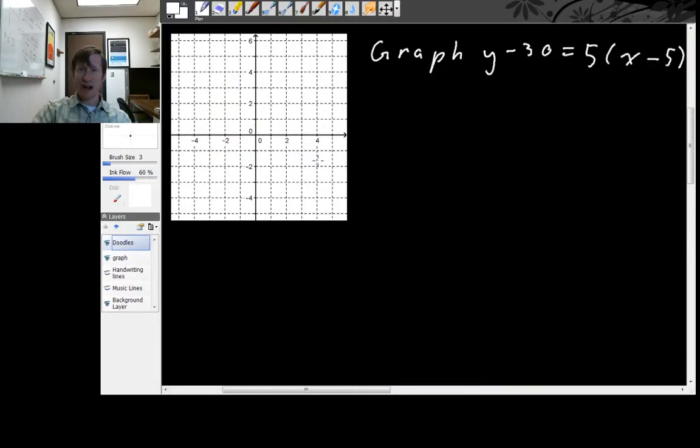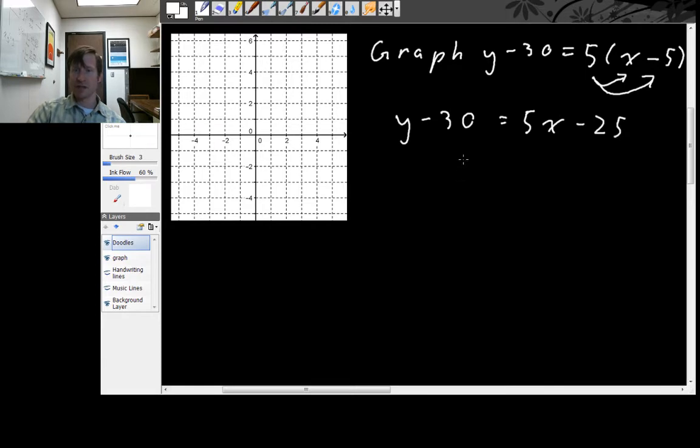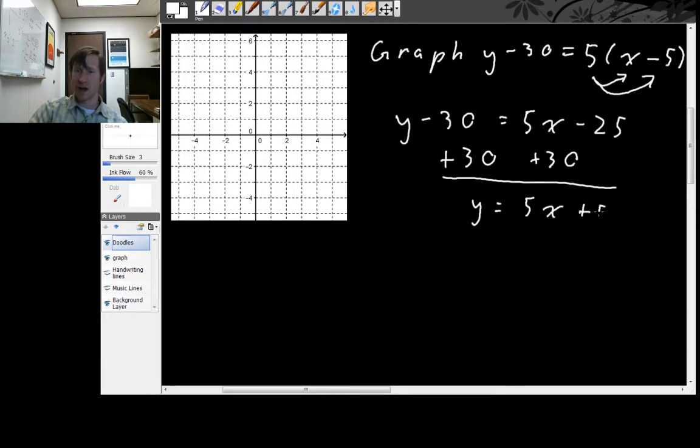Lines are easiest to graph if they are in slope-intercept form, so let's start by putting this equation in slope-intercept form. So first we're going to distribute the 5 here like that. So y minus 30 equals 5x minus 25. Next, we need to get the y by itself. So that's add 30 to both sides. Like this. We get y equals 5x plus 5.